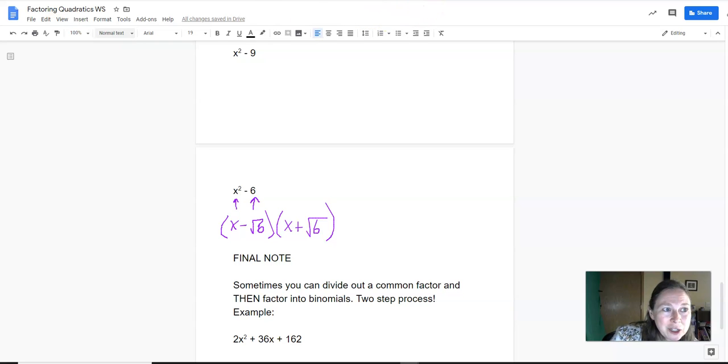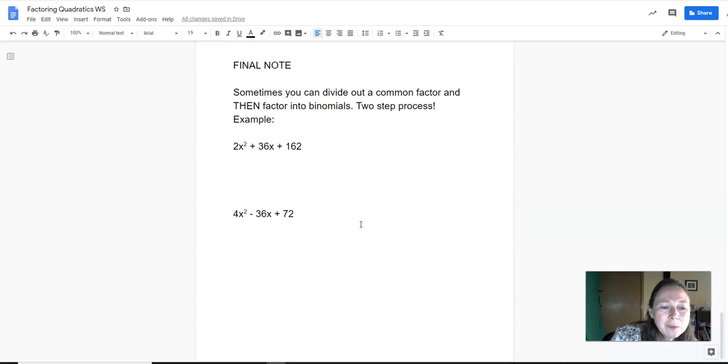Lastly, I'm going to show you one other special type of trinomial you might run into, and that is the trinomials that have a common factor that you can factor out first. So one example is this one here. This is a tough one for me to know how to factor because I'm not very proficient on my multiples of 162, and there's also this weird 2 in front of the x squared, which makes factoring a little trickier.